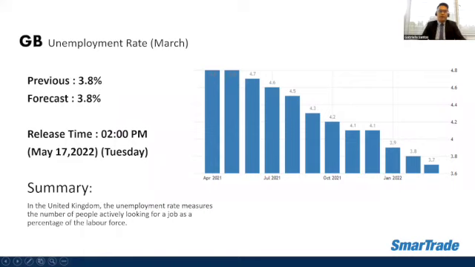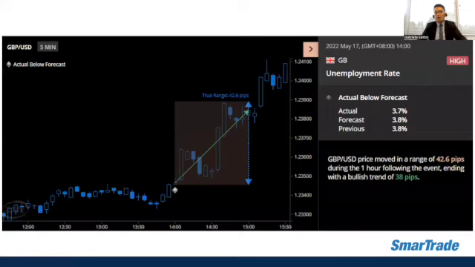All right, so first thing, we have the unemployment rate for UK for the month of March. The previous data was 3.8%, and the market forecast was 3.8%. The actual data was 3.7%, so this one is better compared to the market forecast and also the previous data. And let's see what happened to the pound against the dollar right after this release.